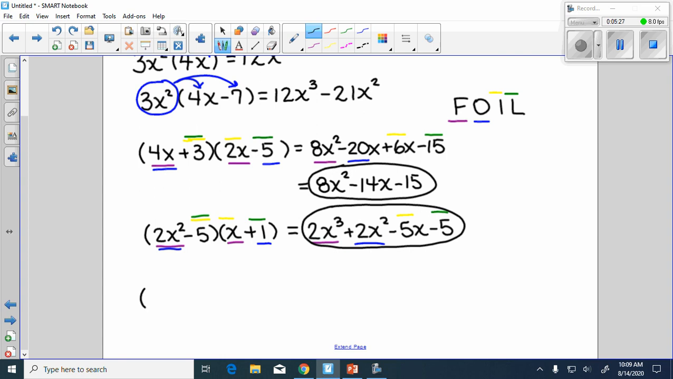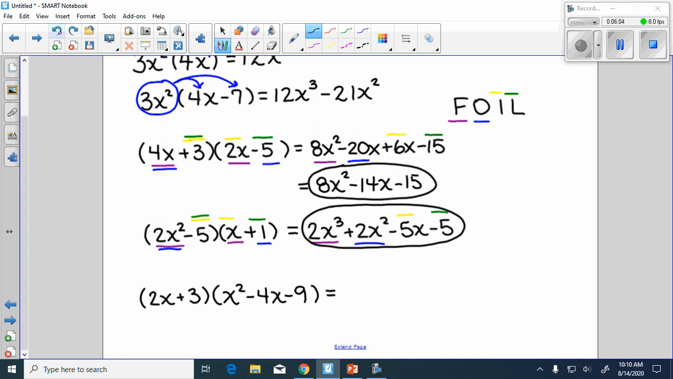Okay, so maybe I'm asked to multiply 2x plus 3 times x squared minus 4x minus 9. Okay, notice that this time I don't have a binomial and a binomial. I have 2 terms times 3 terms. So the word FOIL is actually not going to help me out at all here, because this guy here, what do I do with him? He's not a first, he's not a last. I can't just ignore him and pretend he doesn't exist.